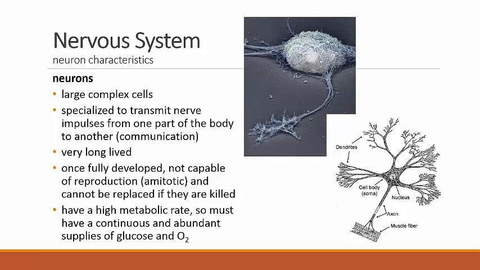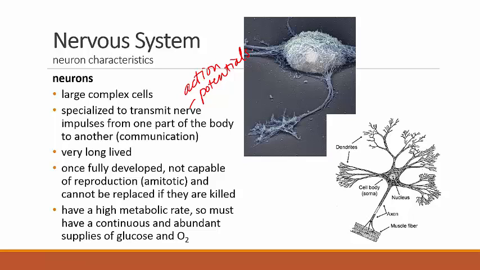But they're specialized to transmit what are referred to as nerve impulses. We're going to see them described later as action potentials, and you've heard that term before. We used that term when we were talking about muscles as well. So nerve impulses are action potentials, and they transmit these impulses from one part of the body to another in order to communicate.